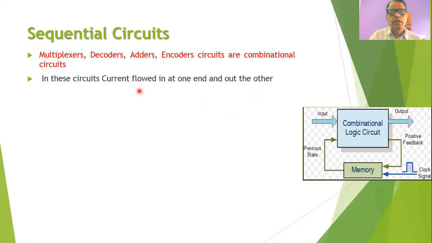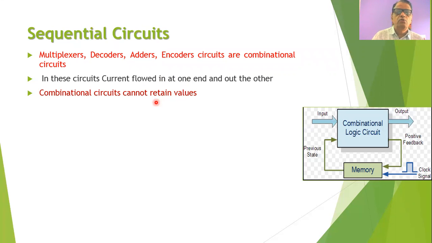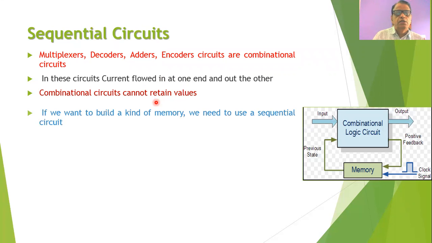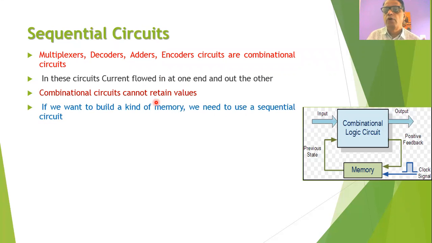So we can say that in a combinational circuit, the current will flow in at the input of the circuit, and it will be taken out at the output of the circuit. So combinational circuits are such circuits where the values cannot be stored, or combinational circuits are those circuits which cannot retain any values. So whenever you want to retain some value, that is, whenever you want to build some memory, then it is necessary that you make use of sequential circuits.